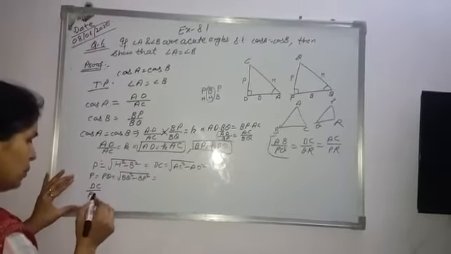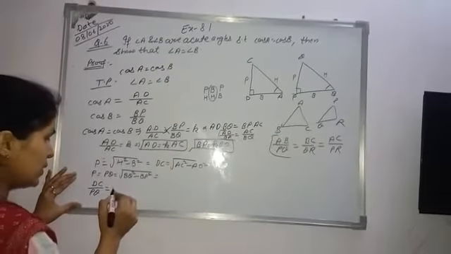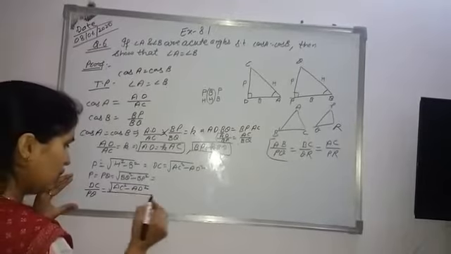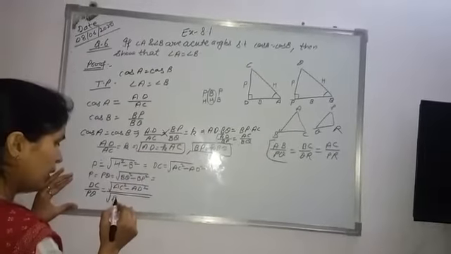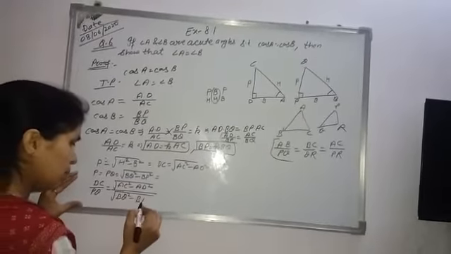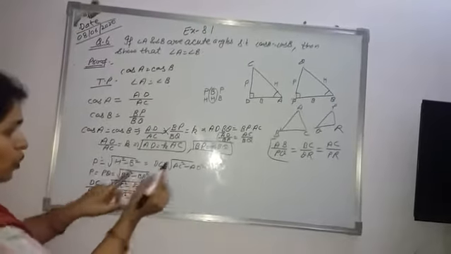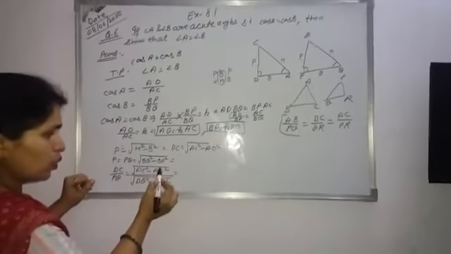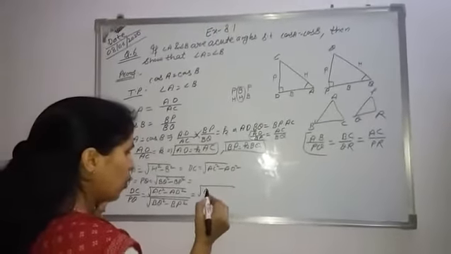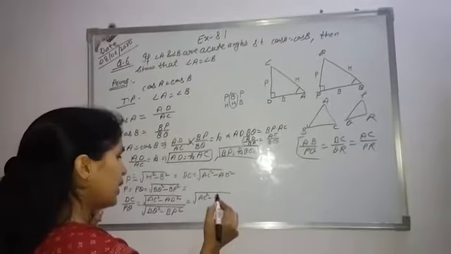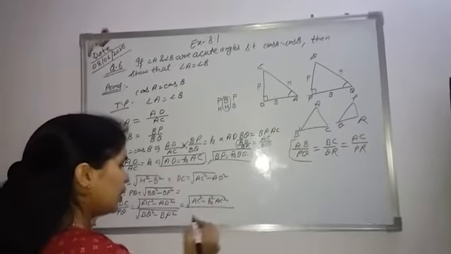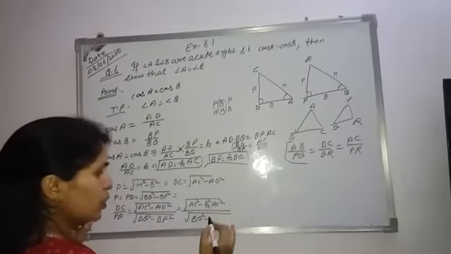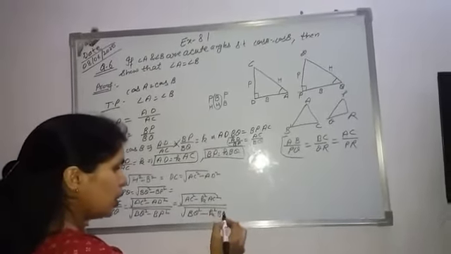DC divided by PQ is equal to, what is the value of DC? Under root of AC square minus AD square divided by under root of PQ square minus BP square. Now from this condition, what is the value of AD? AD is K times of AC. Substitute this value here. Under root of AC square minus K square AC square divided by under root of BQ square minus, from this condition, K square BQ square.